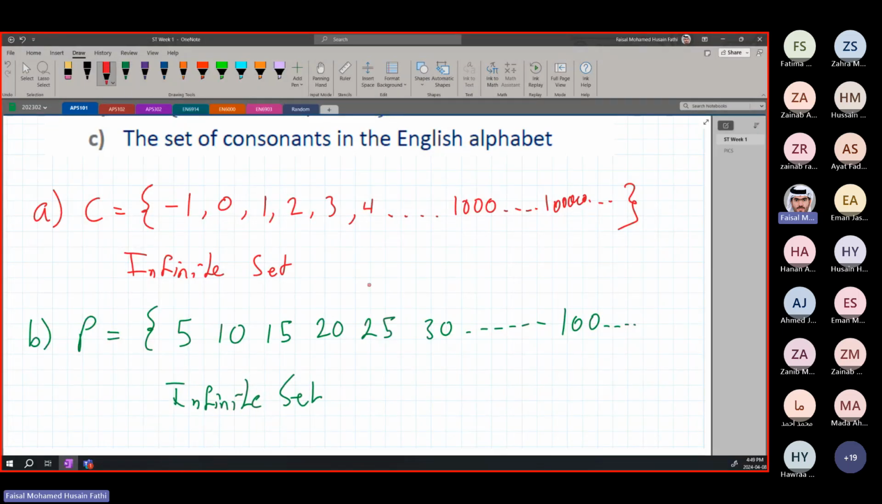So if I ask you what is the cardinal number of an infinite set, how would you answer me? I want to see if you guys are paying attention. I want you guys in chat to answer me this. I want the cardinal number of part A or of part B. What would be the cardinal number or the cardinality?